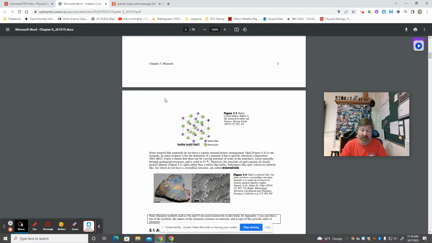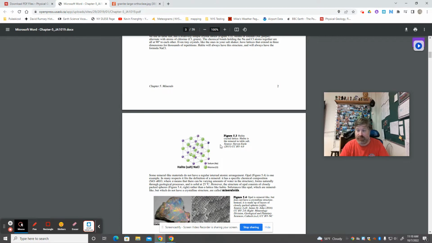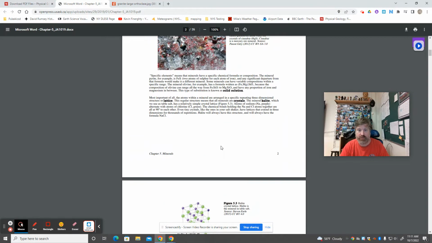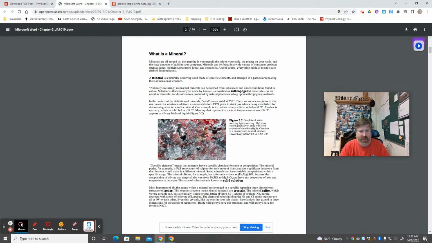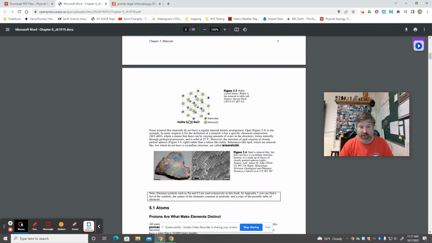Back when we talked about volcanic glass, we mentioned that's one of the reasons why it would not be considered a mineral, because it cools so quickly it doesn't have time to form this. It cools so quickly that it doesn't necessarily even form minerals. It forms that amorphous glass. That's what we mean by arranged in a particular three-dimensional structure: that mineral pattern repeats. And in fact, the repetition of that pattern is what makes it what it is.